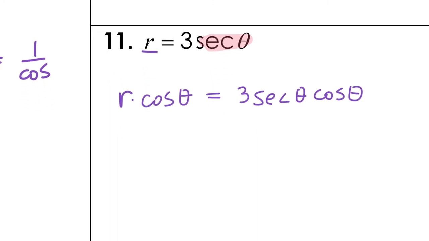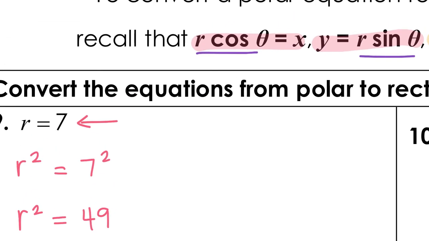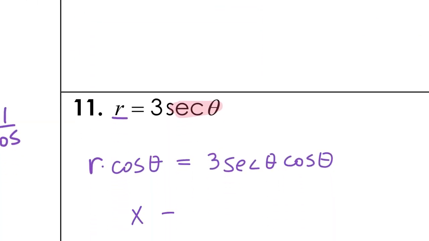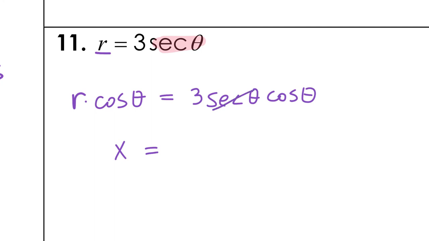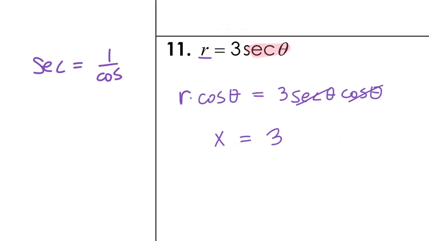Well, r cosine theta, if you look up here, that's equal to x. So I can replace the left side with just x. Cool. But secant and cosine, since they are reciprocals of each other, cancel each other out. This is just going to be 3. Because of this fact right here, think of this as 1 over cosine times cosine. It cancels out, just a 1. So this is just a vertical line at x equals 3.